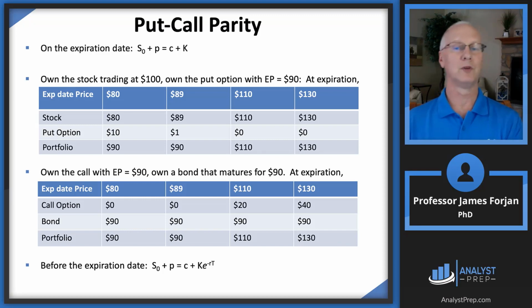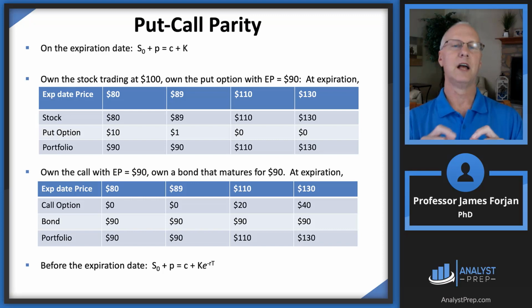But then what happens when the stock price rises? If it goes up to 110 or 130, then the stock price is 110 or 130. But the put option will be allowed to expire worthless. Why would you exercise your option to sell at 90 when you could sell at 110 or 130? So I have a 0 next to those put options. And there's the value of your portfolio. It's the value of the stock, 110 and 130, because the option is worthless.